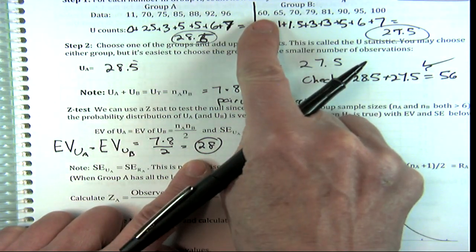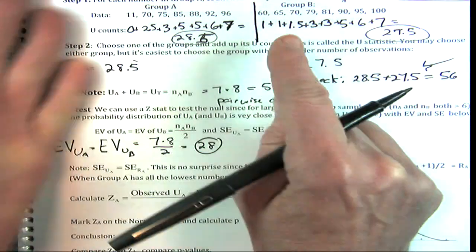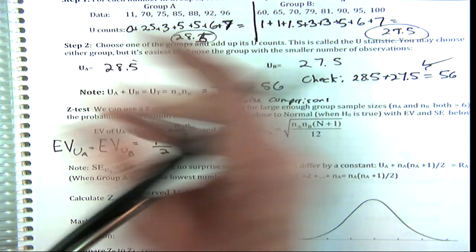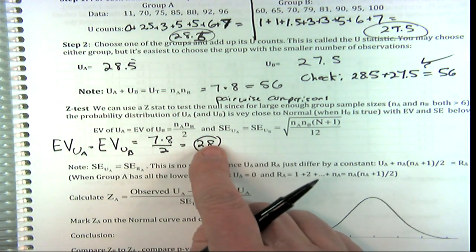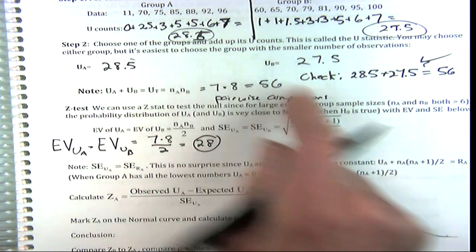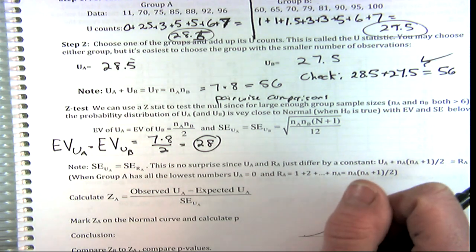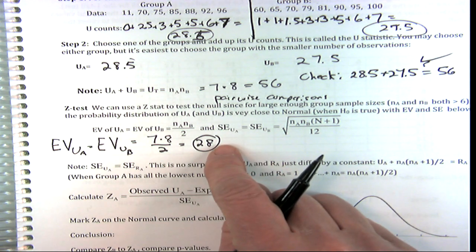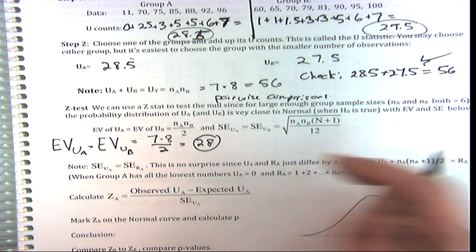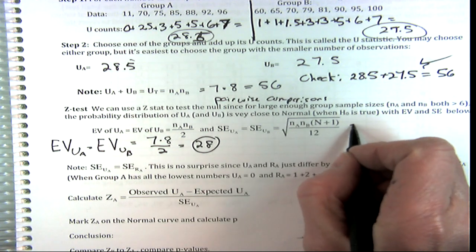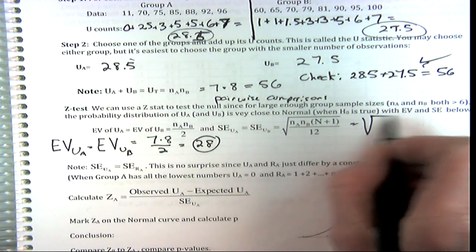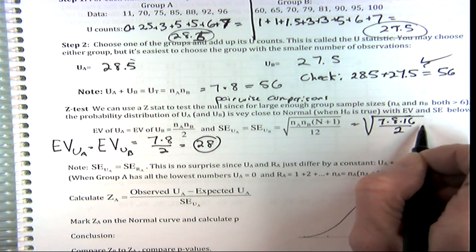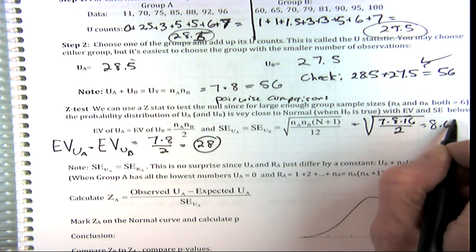Even if there's only one person here, he's good. The expected value is that person would be in the middle of the pack, so would win half the matches. So it doesn't depend on how many people are in either group. Does that make sense? Okay, so we have that, and the standard error is exactly the same as before. 7 times 8 times 16 over 12, which again is 8.64.